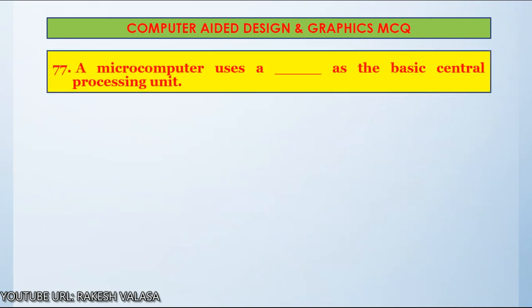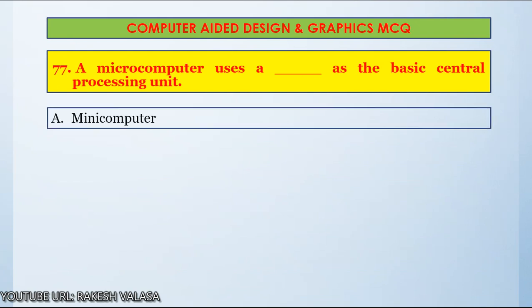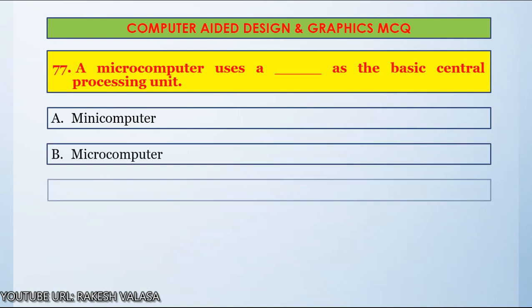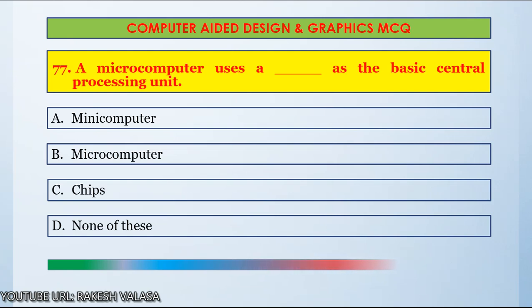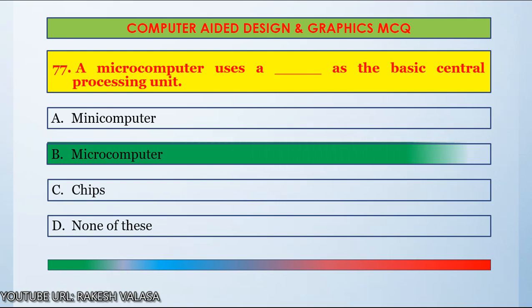Question number 77. A microcomputer uses a dash as the basic central processing unit. Option A, mini computer. Option B, microcomputer. Option C, chips. Option D, none of these. Let us count down start. If you know the answer, please post in comment section. Time up. The answer is microcomputer. A microcomputer uses a microcomputer as the basic central processing unit.